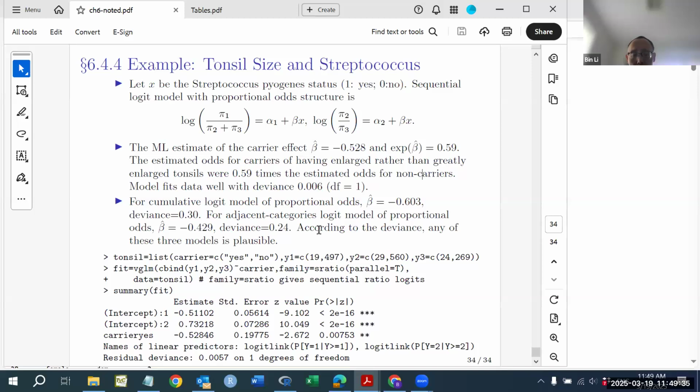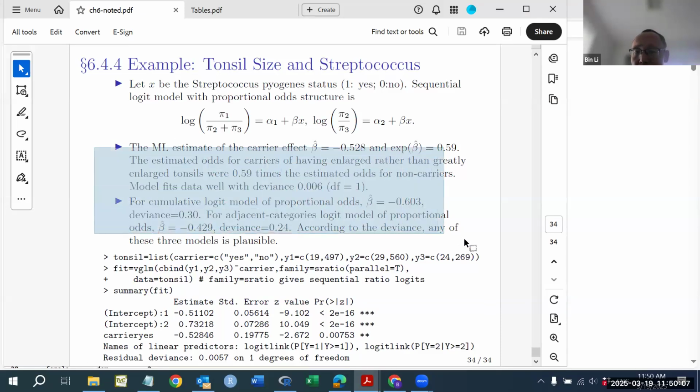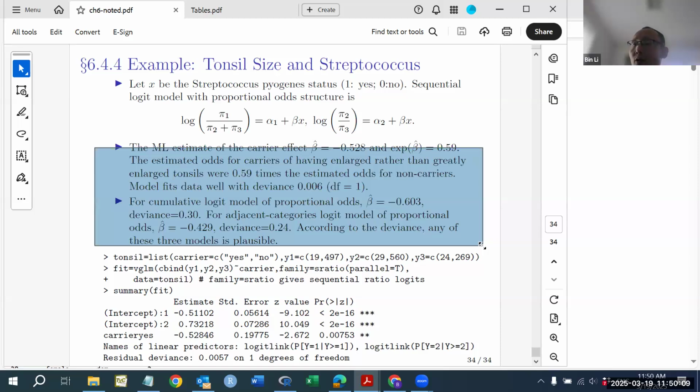And this one, we can still use the proportional odds assumption, so we can still do it using the VGLM. This time the family is S ratio. What is S ratio? That's the sequential ratio. The parallel is true, which means we assume the proportional odds assumption. And those are the results. The interpretation is here, and it's self-explained. You can take a look after class. Any questions?